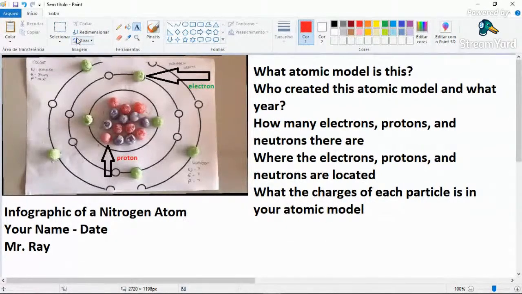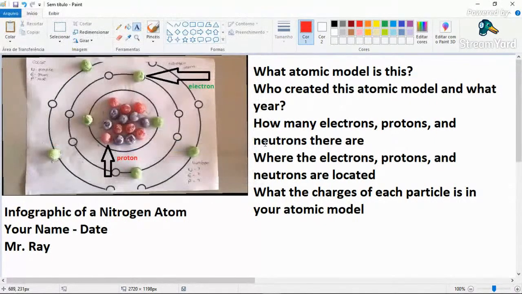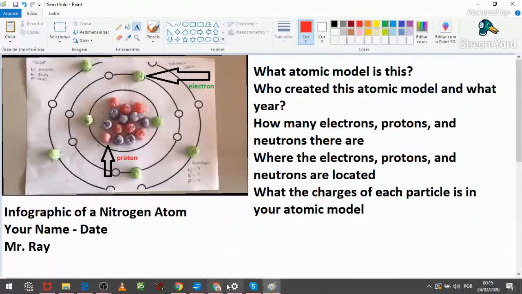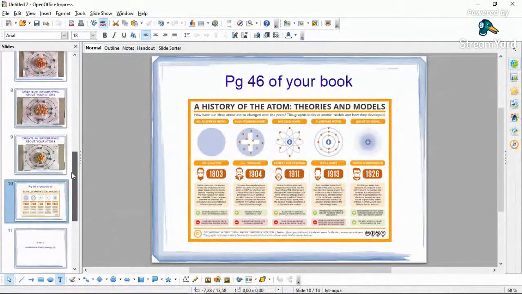After you finish, you click on the little disk and you can save to your computer and then send it to me by email. Everybody needs to send their own, even if you worked with a partner, but now you have to do this one by yourself. Okay? So that is the infographic, guys. Now we're going to move ahead.